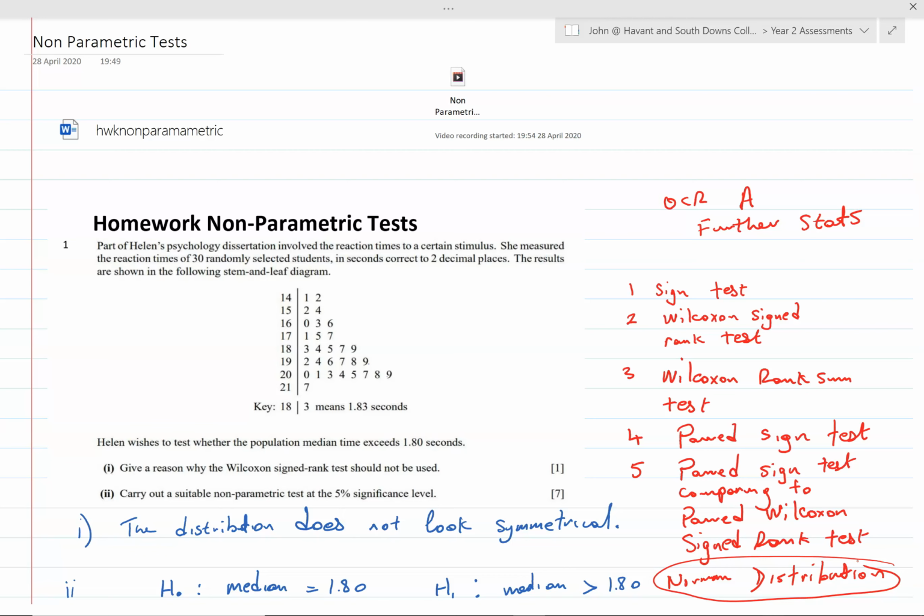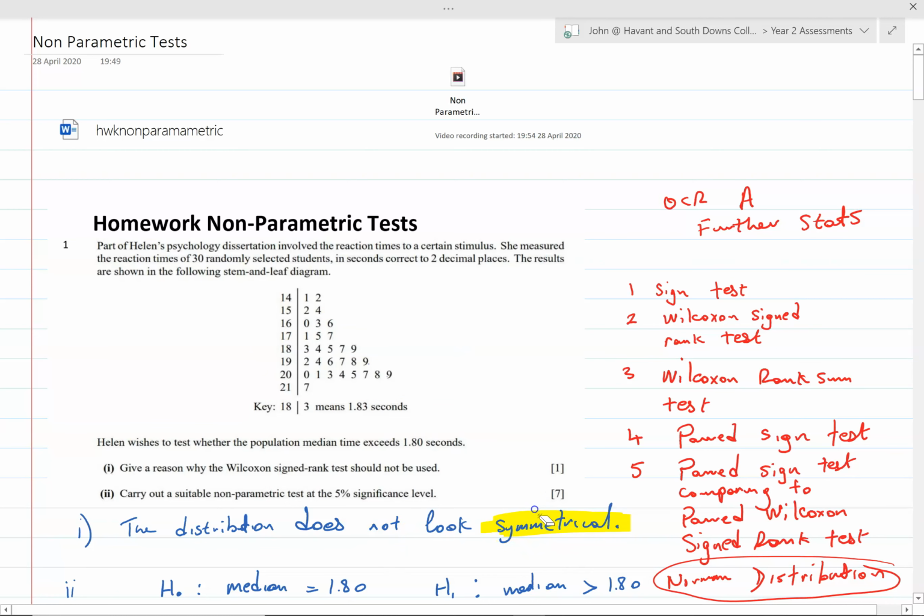Anyway, the first question is all about a psychology dissertation involving reaction times. And what we see is that the data is skewed here. It's not symmetrical. And that's quite important, because that means we can't do the Wilcoxon signed rank test, as it requires symmetry. So our only option is the sign test.